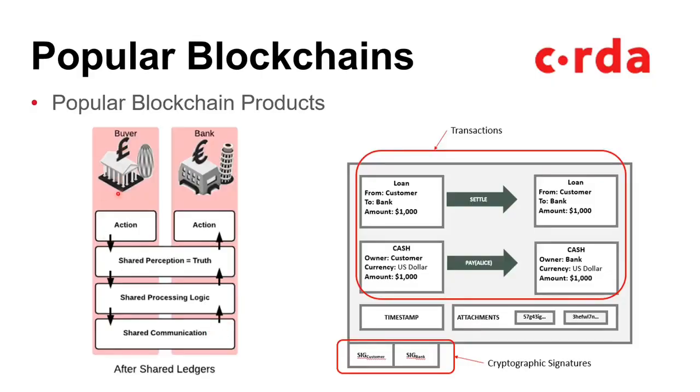So we can see here the updating of the ledger. An action takes place and it goes through these steps in the Corda ledger between, in this case, the two transactors. And we can see the Corda transaction, which in this case was a loan to the bank. Cash was used to pay the loan, and there were attachments associated with it. And this is how consensus is reached: there are cryptographic signatures.